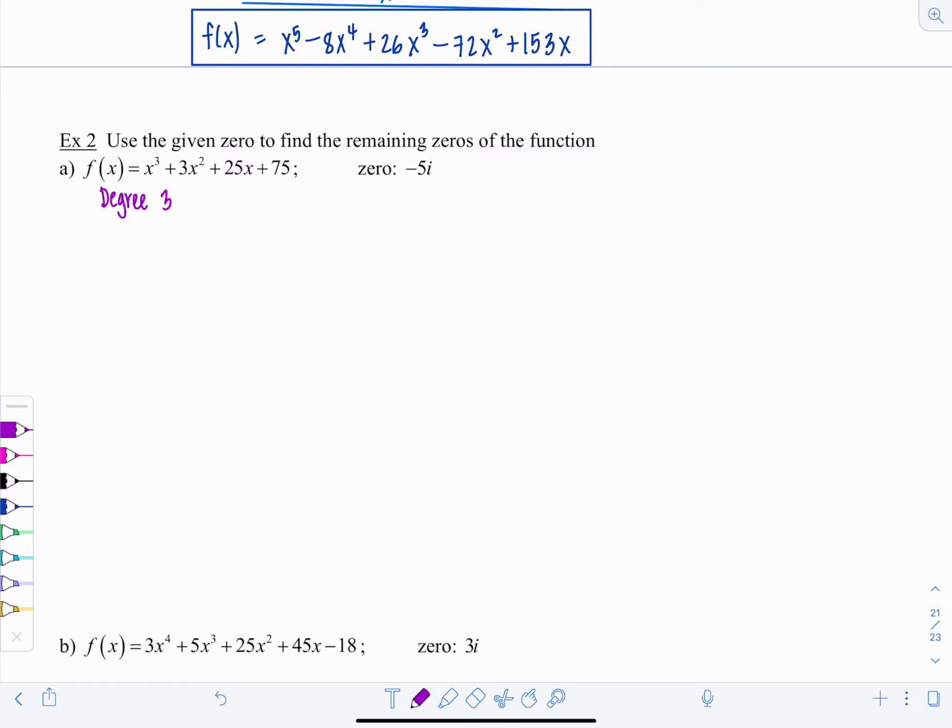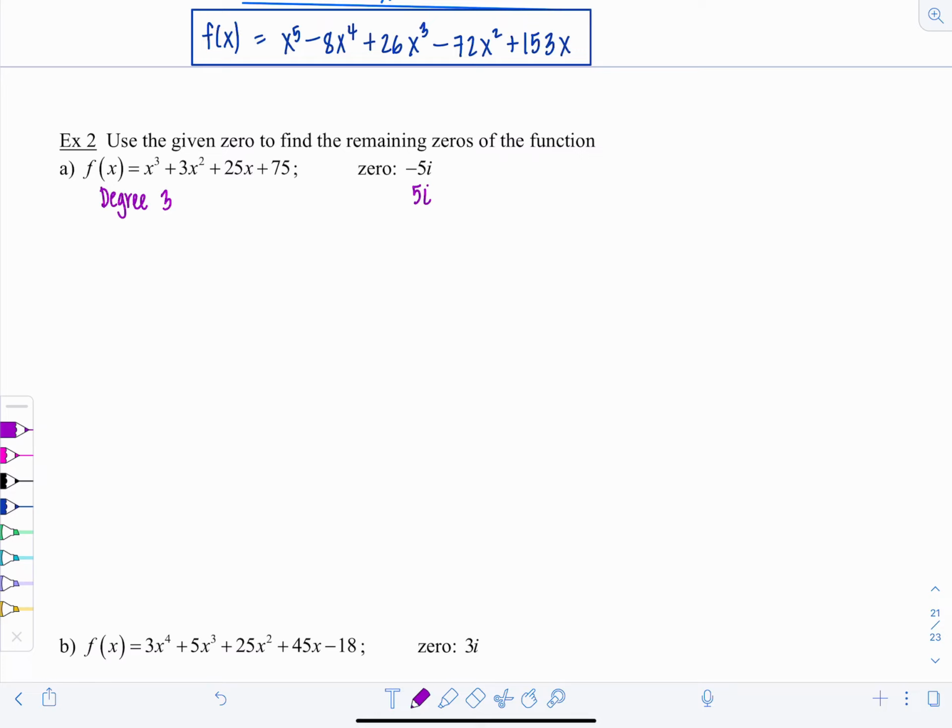And so I do these problems a different way. If I know negative 5i is a 0, I automatically know another 0 of this function, and that's positive 5i, since we have the conjugate pairs theorem. So since it's degree 3, and I already have 2, I only need 1 more.